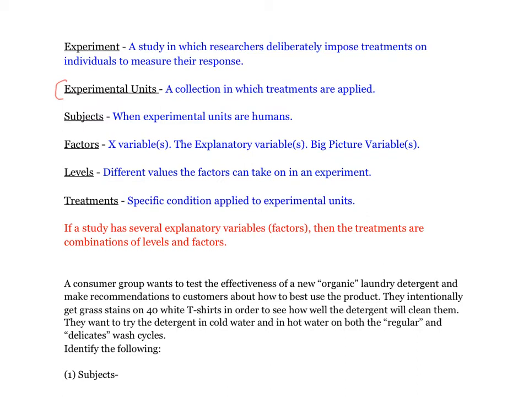So factors are big picture. What are the variables I'm looking at? And then the levels are, am I using different amounts of the factors? And then the treatments are just a combination of factors and levels. It's the specific condition applied to experimental units. If a study has several explanatory variables or factors, the treatments are combinations of levels and factors.